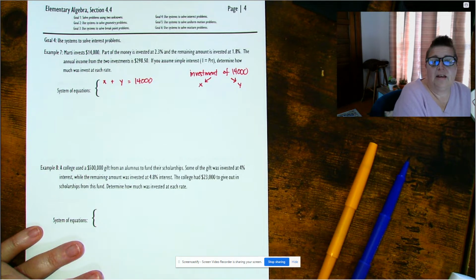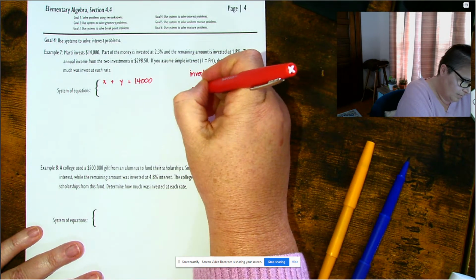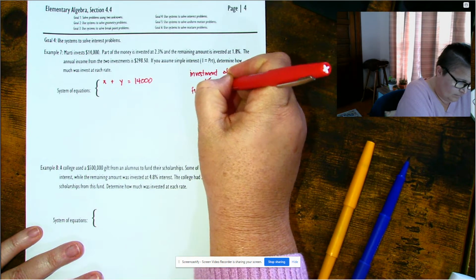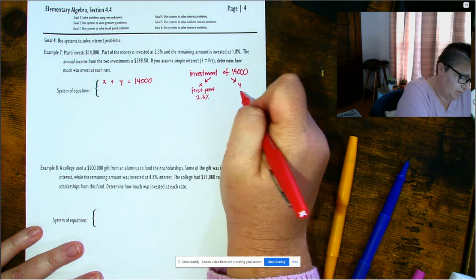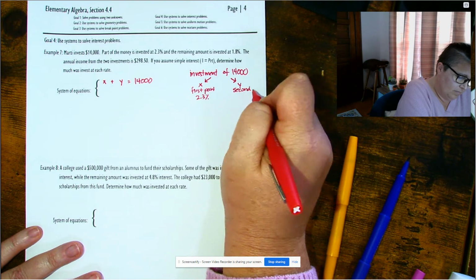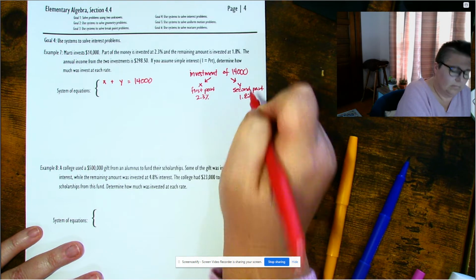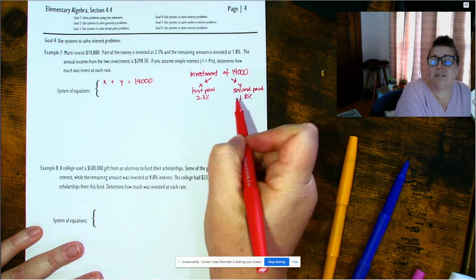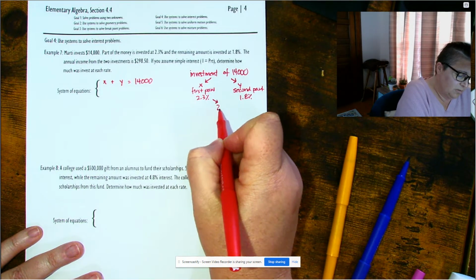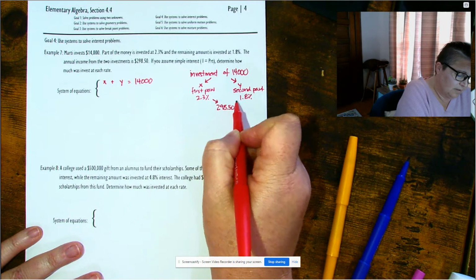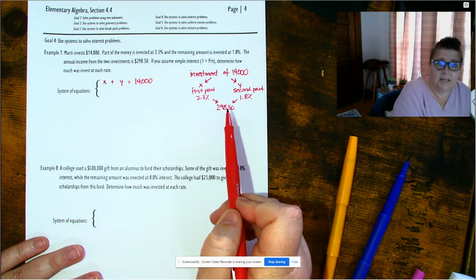We know that the X investment, the first part of the money, was at 2.3%. The second part of the money, which I'm going to call Y, is at 1.8%. Once I put the two investments together, I'm going to get $298.50. This gives us our second part.